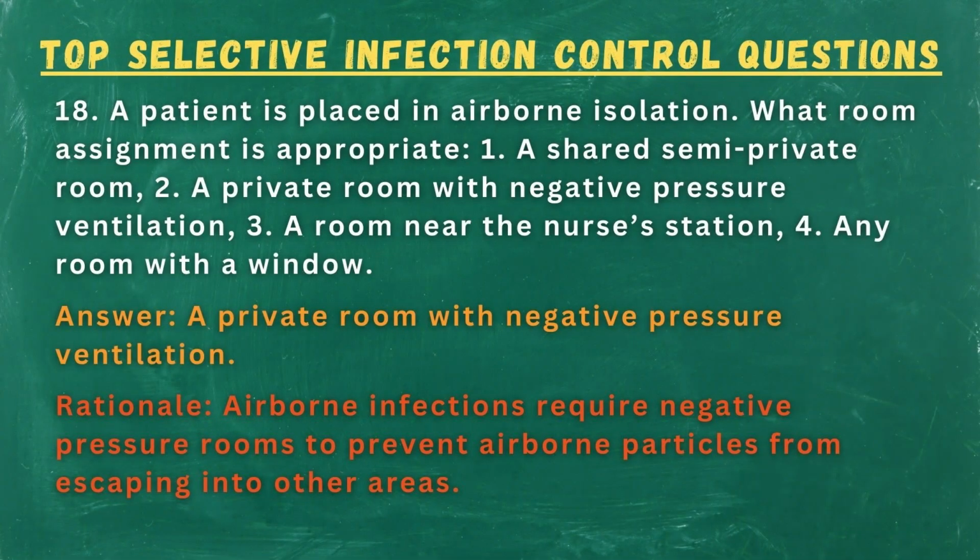18. A patient is placed in airborne isolation. What room assignment is appropriate? 1. A shared semi-private room. 2. A private room with negative pressure ventilation. 3. A room near the nurse's station. 4. Any room with a window. Answer: a private room with negative pressure ventilation. Rationale: airborne infections require negative pressure rooms to prevent airborne particles from escaping into other areas.